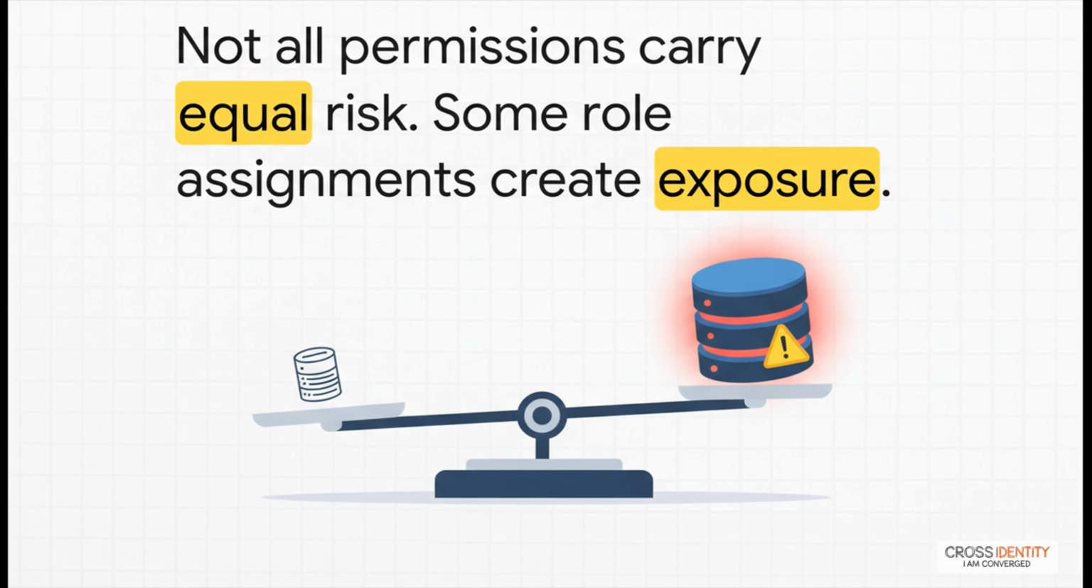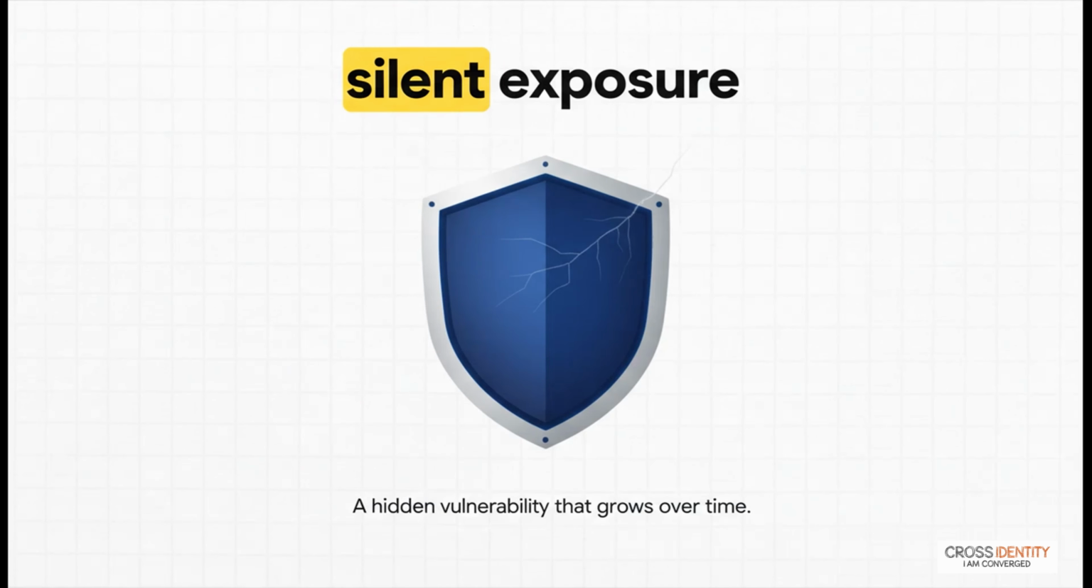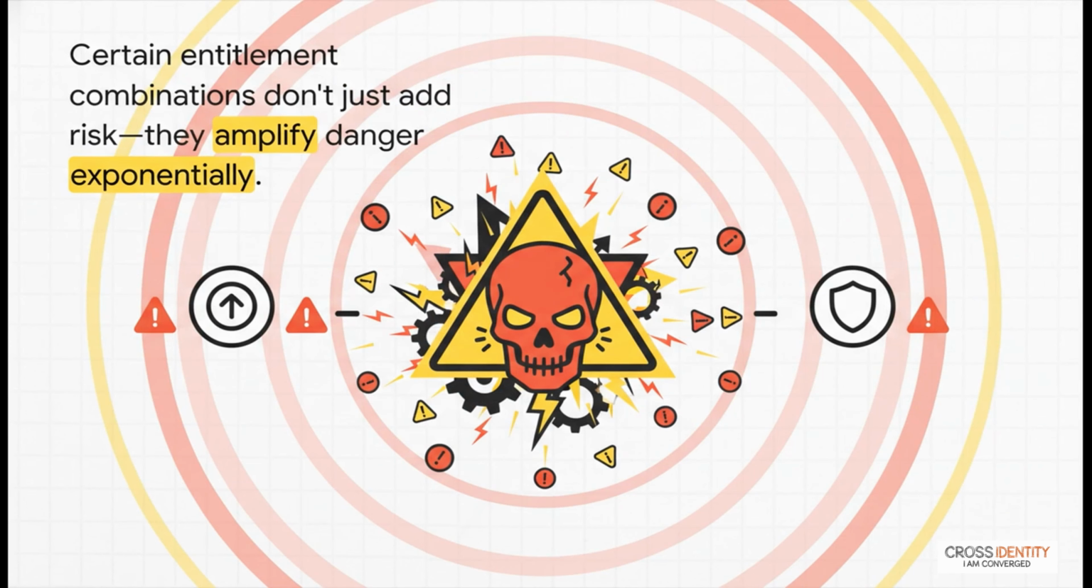Letting them delete your entire production database, that's a whole different level of risk. And some permissions look harmless all by themselves. But what they're really doing is creating these little openings, this silent exposure that you just don't notice until it's way too late. And here's where it gets really scary. When you start combining certain permissions, the danger doesn't just add up, it multiplies. It's exponential. And that's a huge blind spot for a lot of older governance models. They just don't see these toxic combinations.